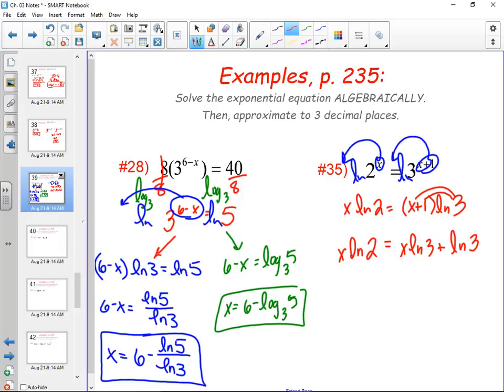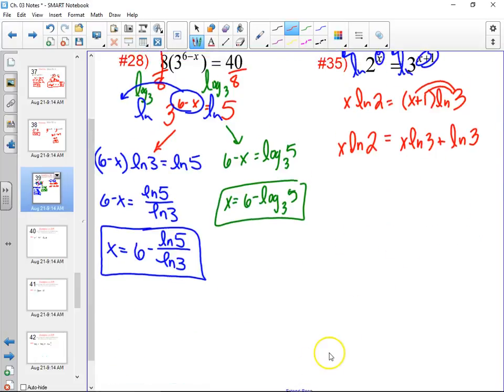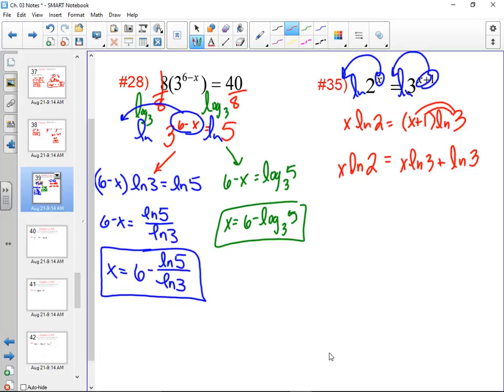And x was stuck in a parenthesis. We had to get it out of there, so we distributed to get rid of the parentheses, and now we start solving. So then we can subtract it. x ln of 2 minus x ln of 3 equals ln of 3.